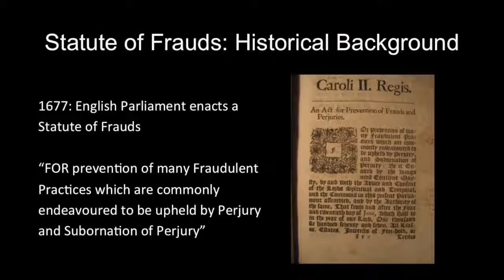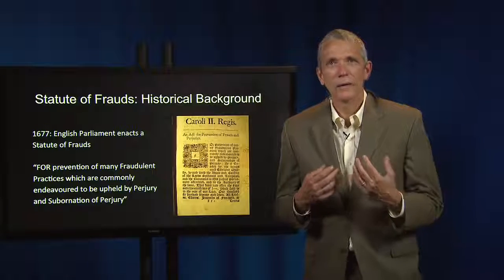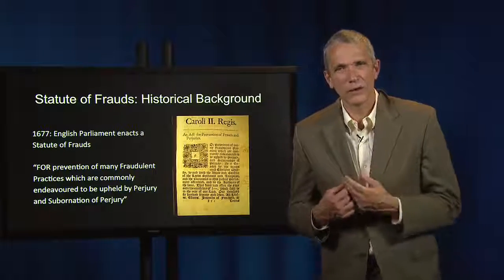Let's start with some historical background. In 1677, the English Parliament passed the precursor to the modern American Statute of Frauds. It was called an Act for Prevention of Frauds and Perjuries. The act was meant to prevent individuals from falsely claiming that another party had promised them something, and from then suing that party for breach of the alleged contract.